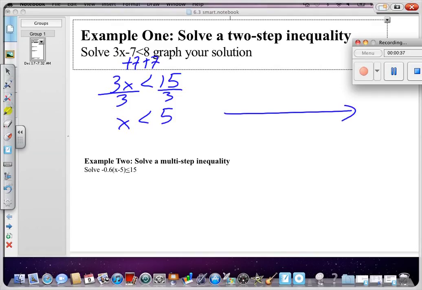Then I make my number line. It's an open circle over 5, and x is less than it. Any questions? Does everybody feel pretty comfortable with this? Okay. So let's do one where we've got a decimal.